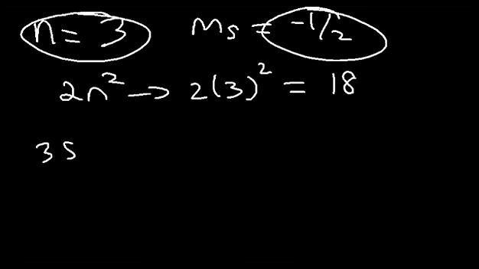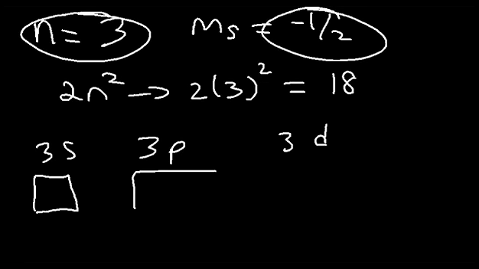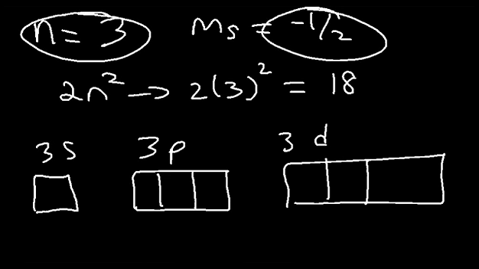So if you have 3s, 3p, and 3d, here's the 3s block, this is 3p, and this is 3d. There's no 3f for the 3rd level. So each orbital can have a down arrow.